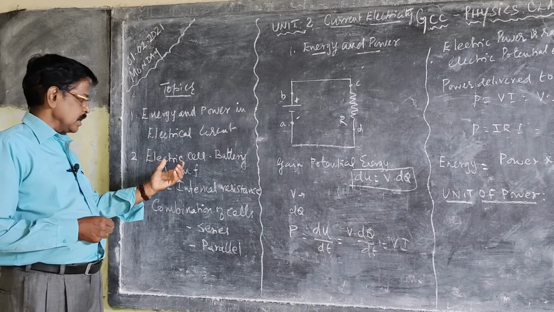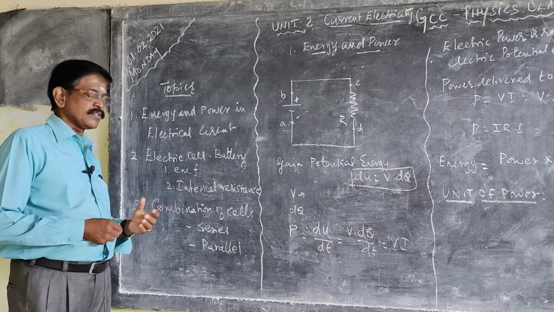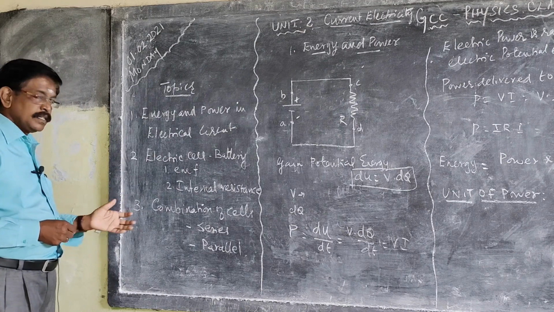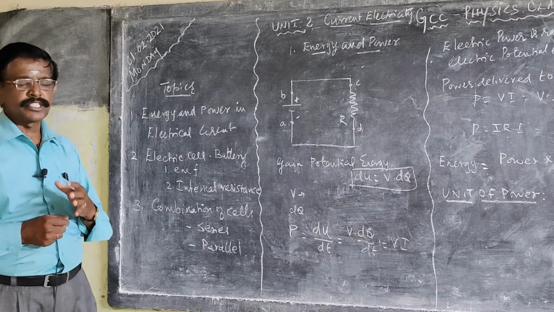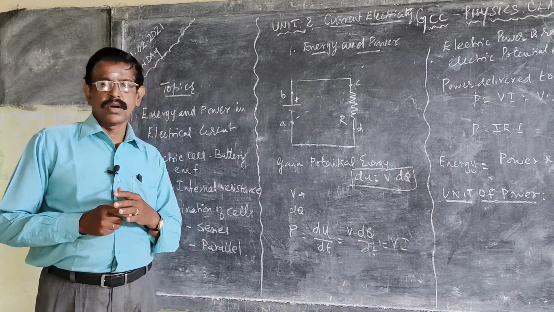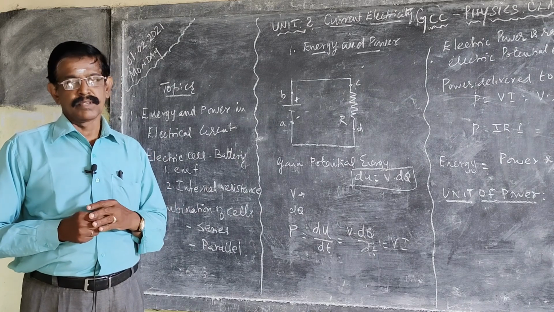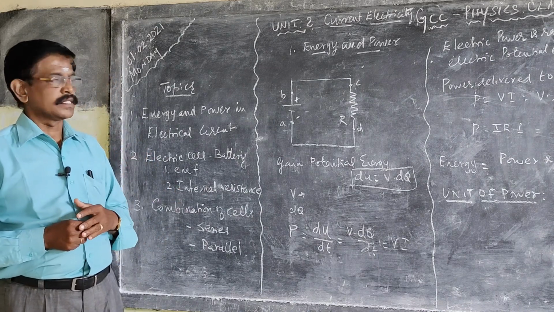Under this section, the EMF and the internal resistance we are going to see. The third topic is the combination of cells. Combination means there are two combinations: one is series combination and the other is parallel combination. Okay, now let us go into the first topic.